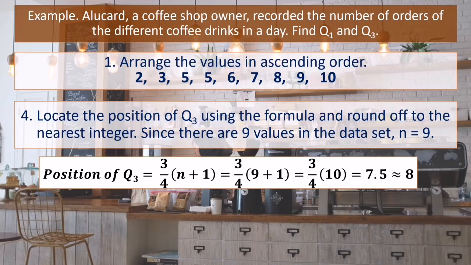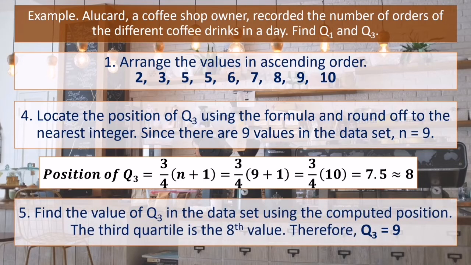Substitute 9 to the value of n. So we have 3/4 times quantity 9 plus 1 close quantity. 9 plus 1 is equal to 10. So we have 3/4 times 10 is equal to 7.5. 7.5 is approximately equal to 8.